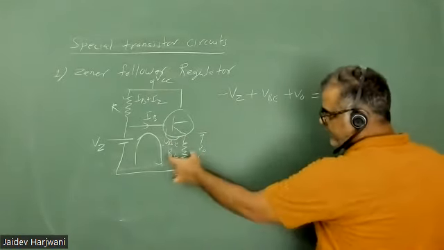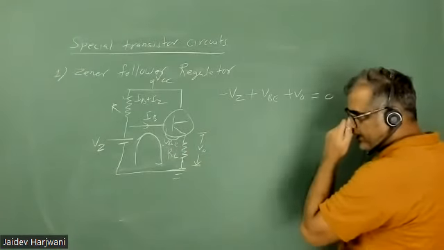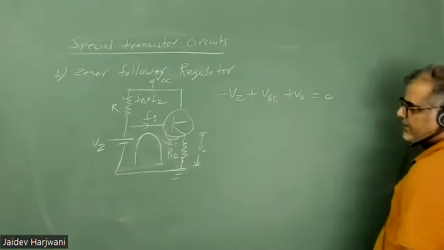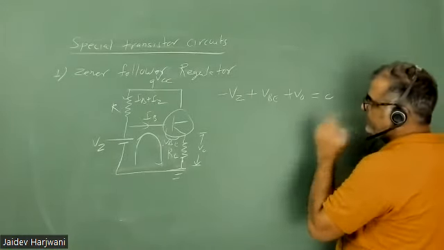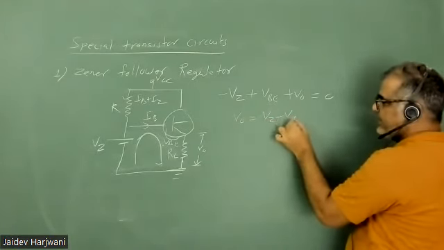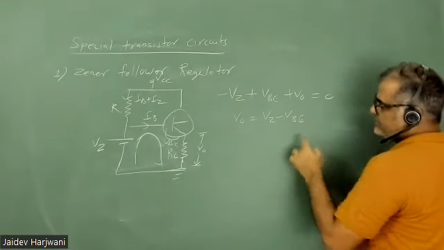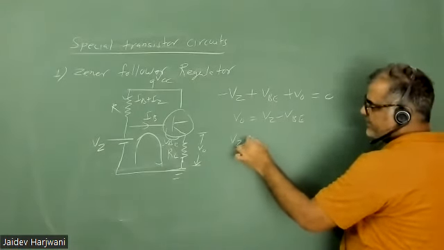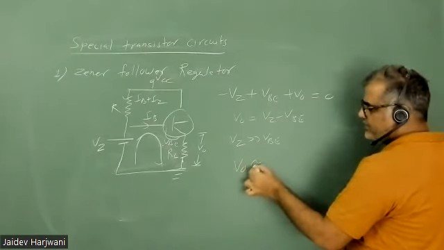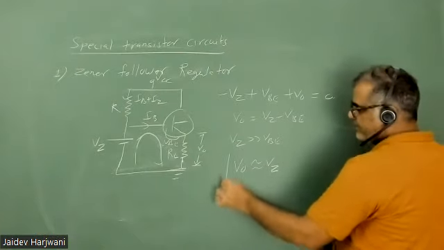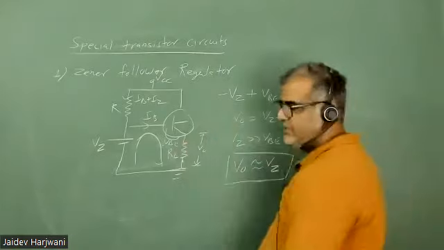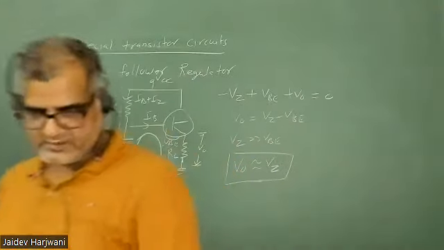This is RE, or RL, but I'm taking the output across this one, so I'm calling it V naught this time. So now automatically my V naught becomes VZ minus VBE. Since generally VZ is greater than VBE, or VBE is small, you can say V naught is almost equal to VZ. So this circuit always gives a constant voltage across this resistance.